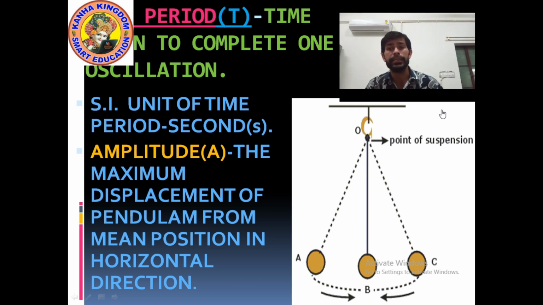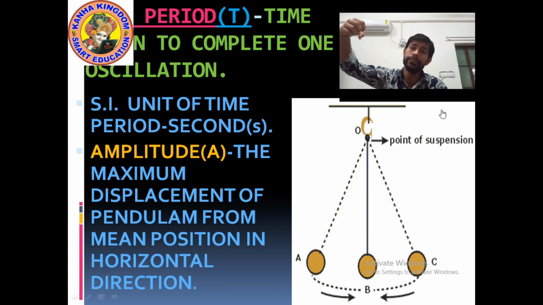Time period is denoted by T. The time taken to complete one oscillation is called time period. Okay, so suppose the metallic ball is at B, at the rest position. You can see where B is. Now I take it to C. Where is C? Yes. Then I release it.